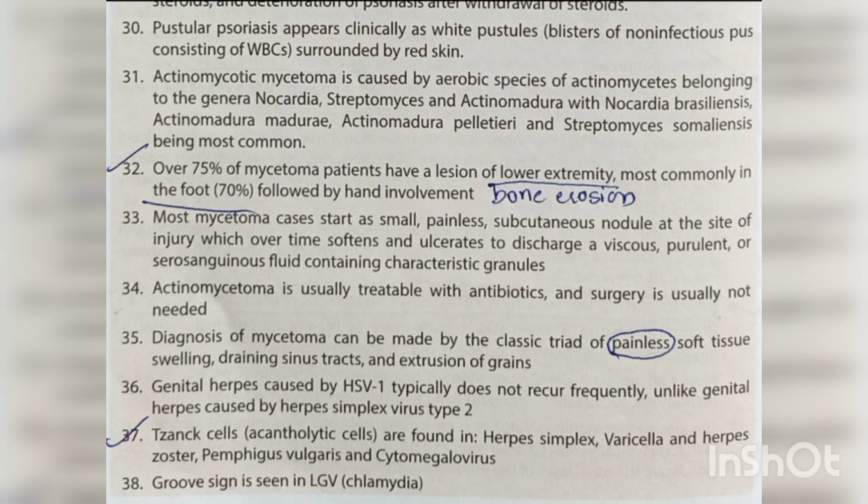of grains. Genital herpes caused by HSV-1 typically does not recur frequently, unlike genital herpes caused by herpes simplex virus type 2. Tzanck cells, acantholytic cells, are found in herpes simplex, varicella, herpes zoster, pemphigus vulgaris, and cytomegalovirus. Groove sign is seen in LGV, chlamydia. Herpes simplex and Haemophilus ducreyi can cause painful lesions over the glans penis. Gonorrhea will never have lesions over the glans, but it will present with urethritis. LGV does not present with any lesion over the glans, but there will be lymphadenopathy present.